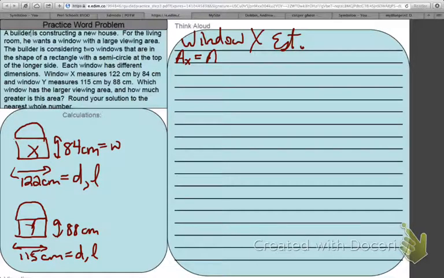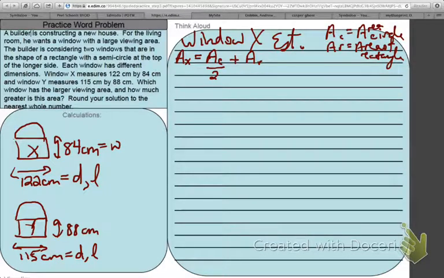So the area of window X, the general equation, equals the area of the circle divided by 2, because we only need half of the circle, plus the area of the rectangle, which we'll call R. So we could create a small legend up here where AC equals area of circle, and AR equals the area of the rectangle. I could do something like that.